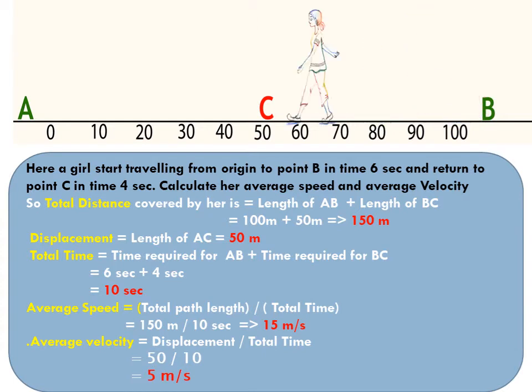Now next is to calculate the total time. The total time required is 6 seconds plus 4 seconds, that means 10 seconds. For calculating average speed, use the formula total path length divided by total time. It is 150 meter divided by 10 seconds, that means 15 meter per second. And the average velocity formula, displacement divided by total time, is 50 divided by 10, that is 5 meter per second.